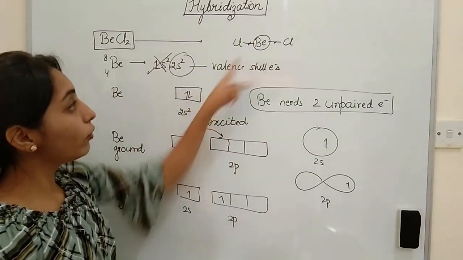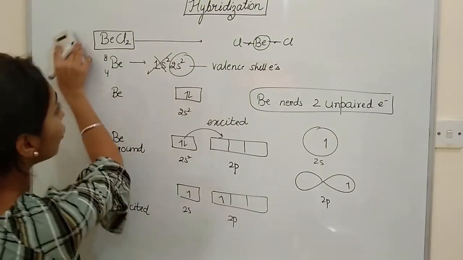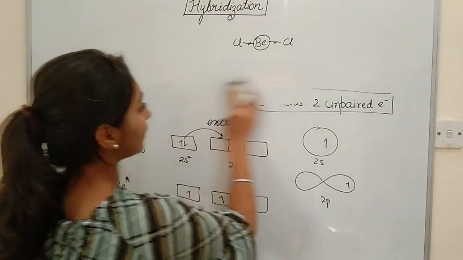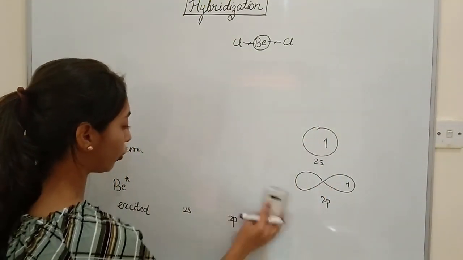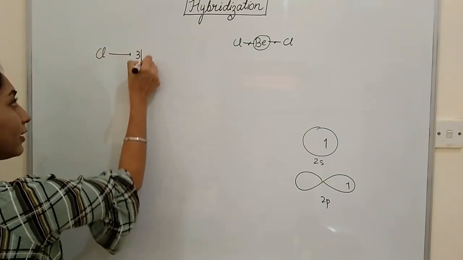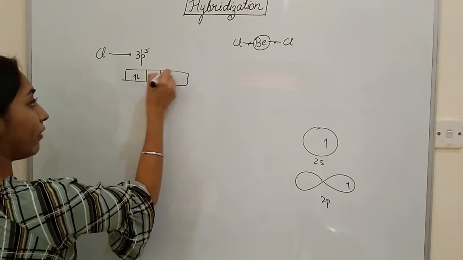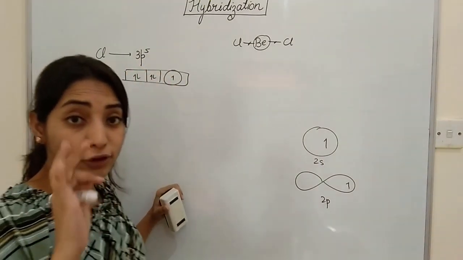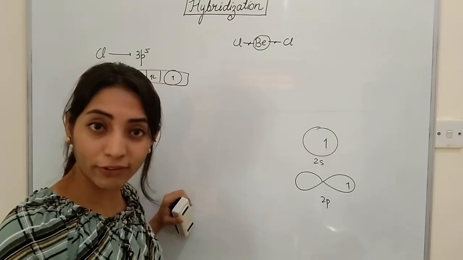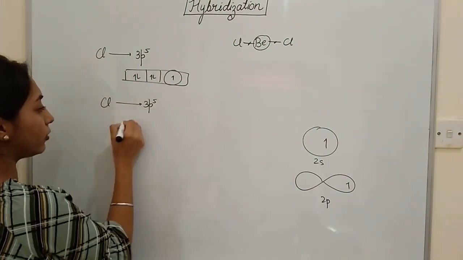Now beryllium has to form 2 bonds with 2 chlorines. So let us talk about chlorine and go into detail about what happens to chlorine. We know that chlorine is 3p5. That means chlorine has 1 unpaired electron in the 3p orbital. Now 2 such chlorines are coming. This is also 3p5.